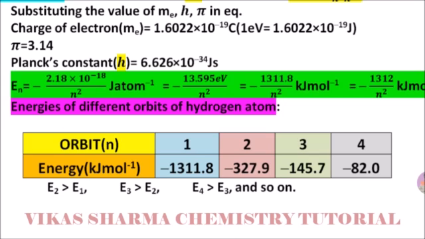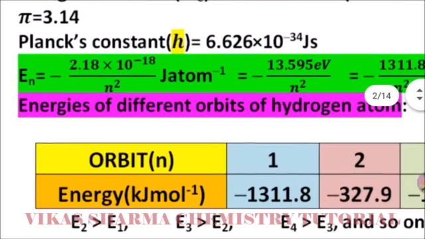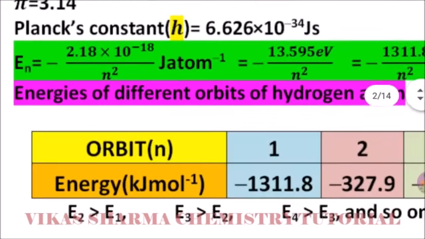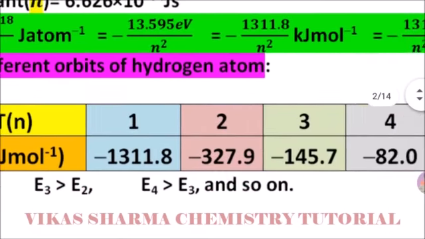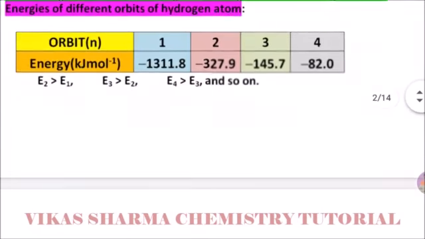It means that when we increase the shell number n, the energy turns from negative toward positive, meaning the energy is higher. So E2 is greater than E1, E3 is greater than E2 and E4 is greater than E3. It is clear from the table also.